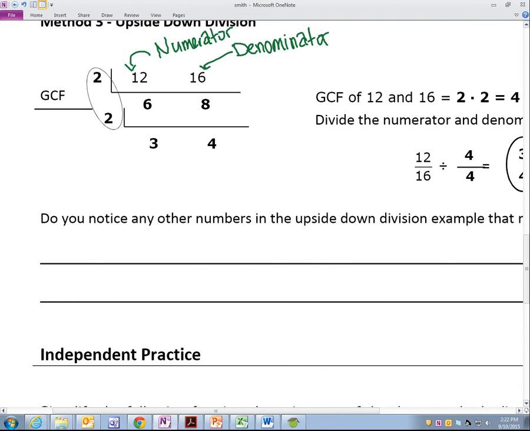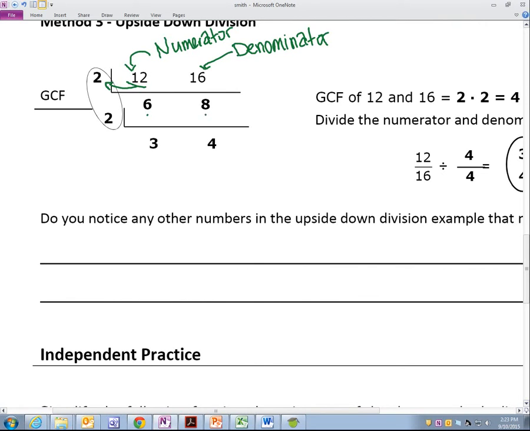So we're going to use the upside-down division, the box method, the ladder method, whatever you want to call it. We're going to call it the ladder method officially, because that's what you had last year. I'm dividing the number on the outside here, so 12 divided by 2, which is a common factor. You want to use a prime number on the outside of that, remember. 12 divided by 2 is 6. 16 divided by 2 is 8.